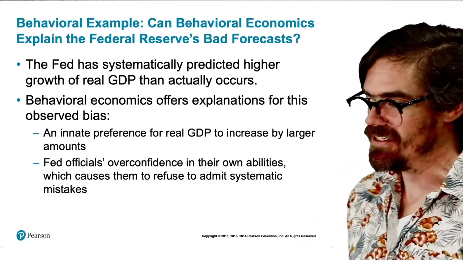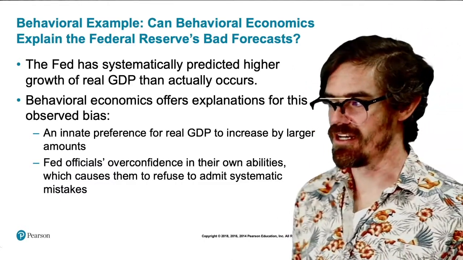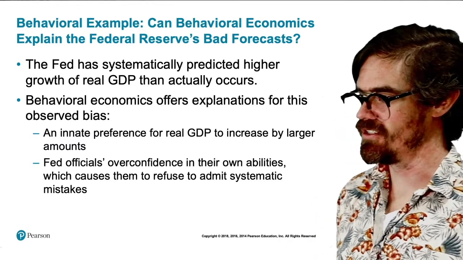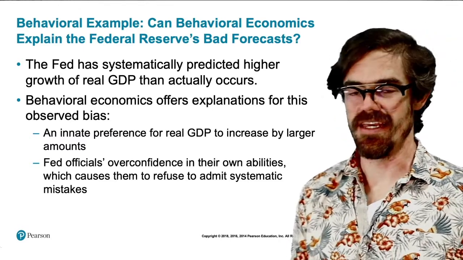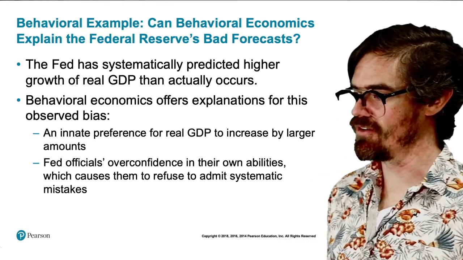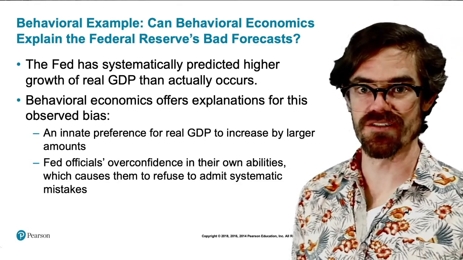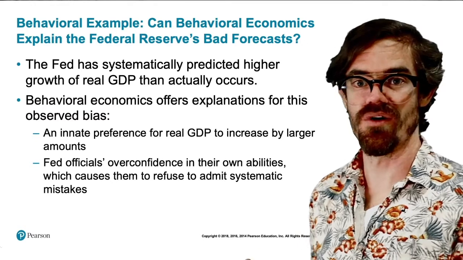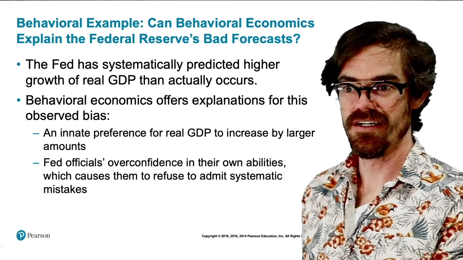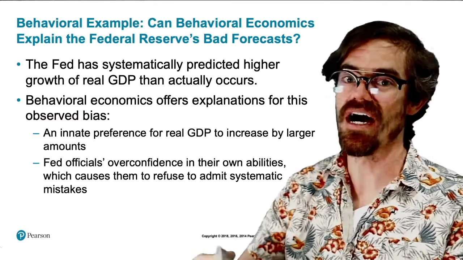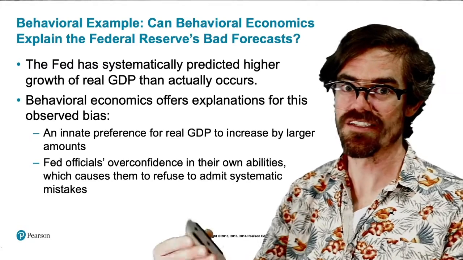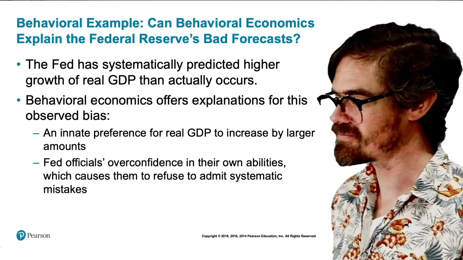Why might this be? Well, behavioral economists offer an explanation for this observed bias. An innate preference for real GDP to increase by larger amounts. Okay, so the Fed, this is what the Fed wants in part. So since that's what it wants, to increase real GDP, it's basically biased, right? It wants this, and so that's what it predicts.